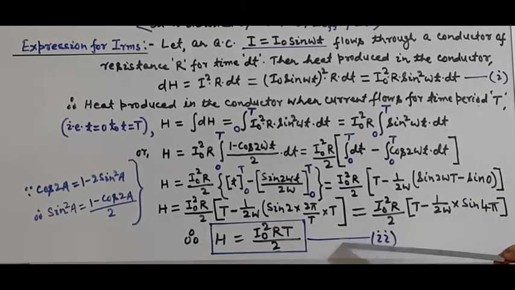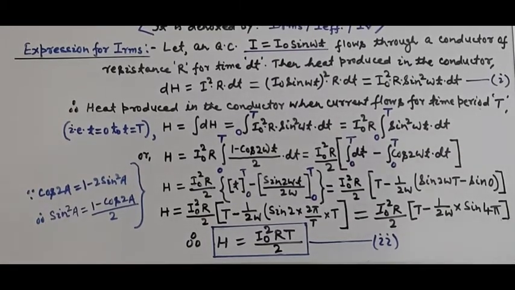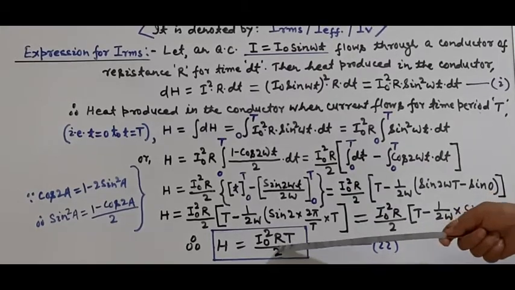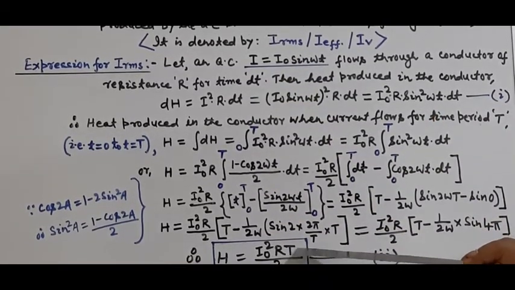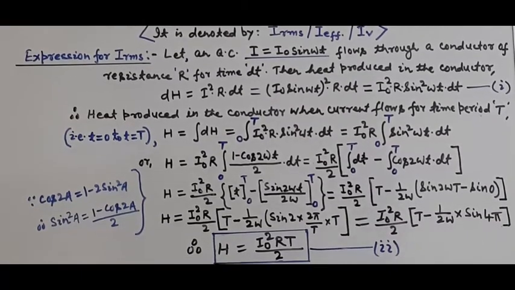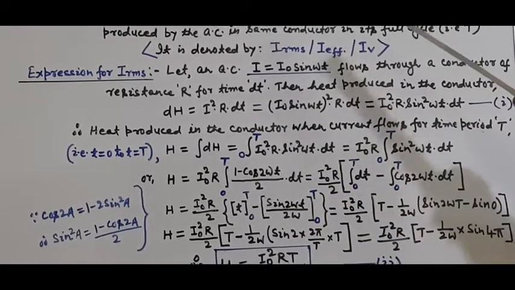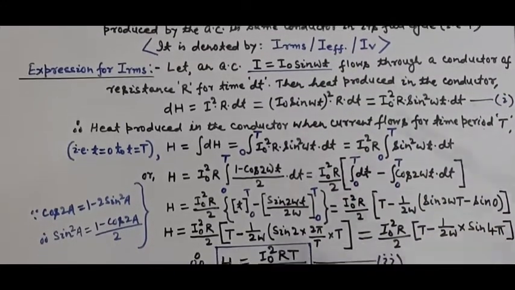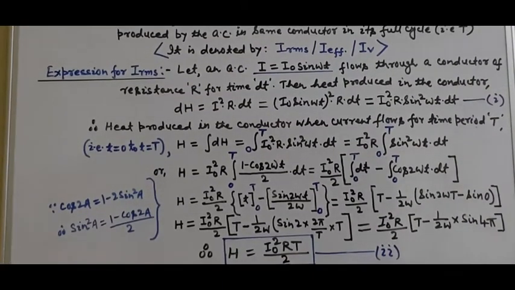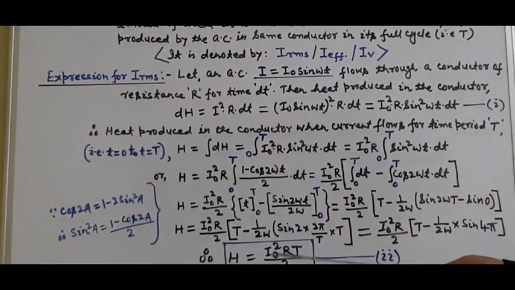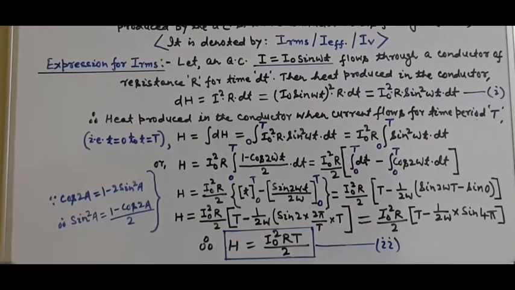So this expression 2 gives the heat produced in a conductor of resistance R by the alternating current in its full cycle, full time period T. So according to the definition, again we calculate the heat produced by the RMS value of this AC circuit. The value will be the same, and after calculating that value, we will equate it with this equation, and we will get the RMS value of alternating current.